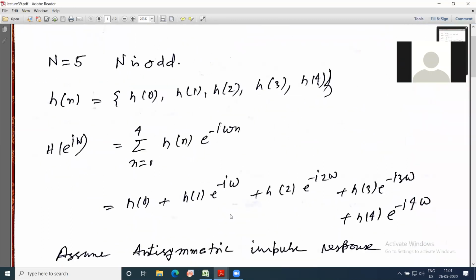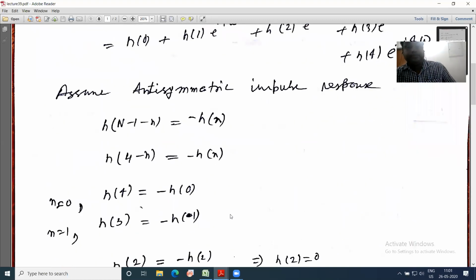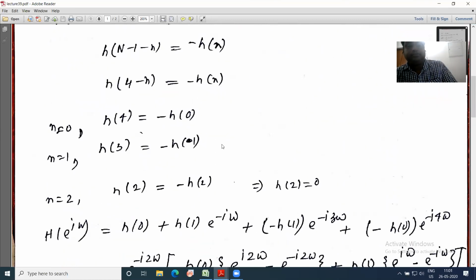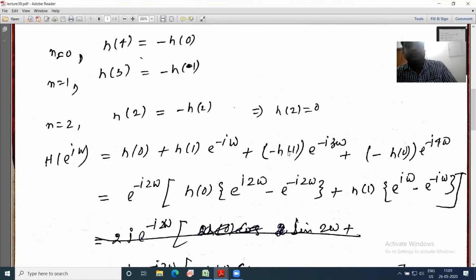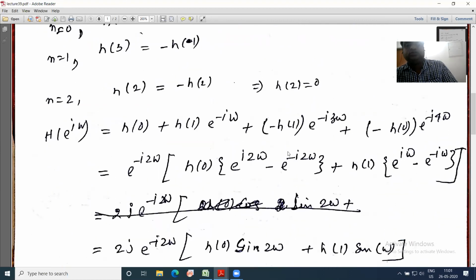See this one, n equal to 5. h2 becomes 0. If h2 becomes 0, then what will this term be? h0, this will be sin 2 omega and h1 equal to sin, just 1 minute, I am adding this.